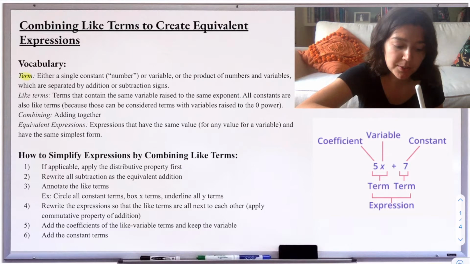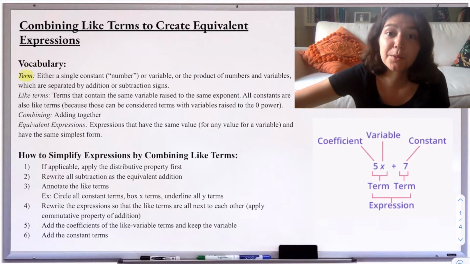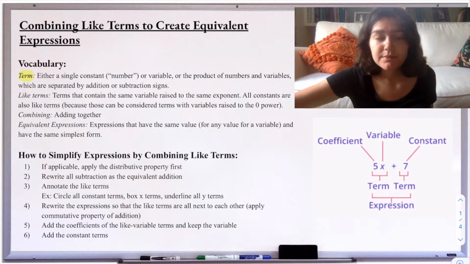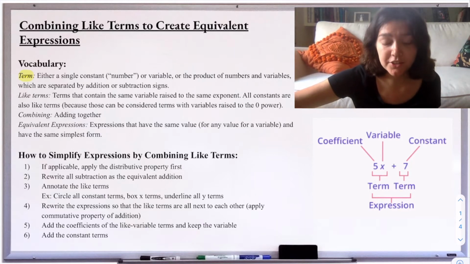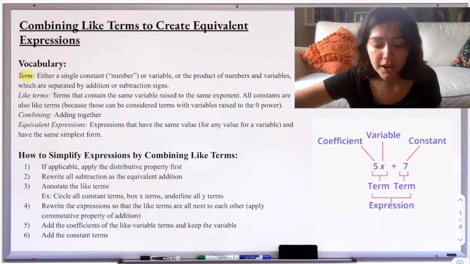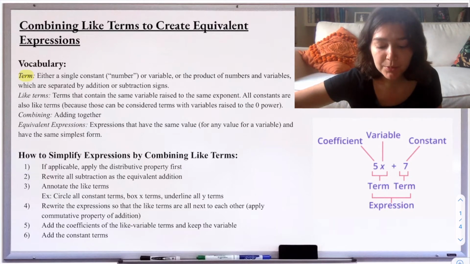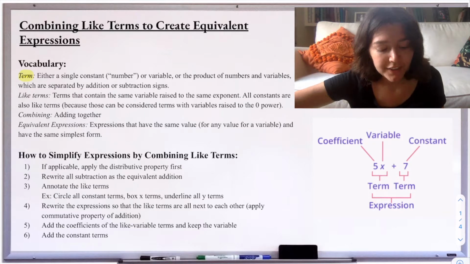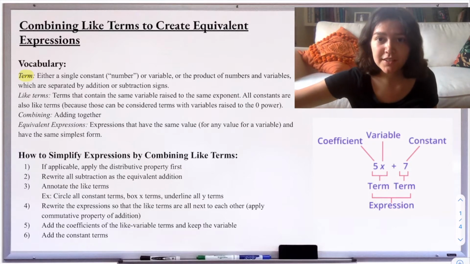So our first vocabulary word is term. When we're trying to combine like terms, first we need to understand what a term is in a math context. A term is either a single constant, like a number, or a variable. So x, 2, those are both terms. Or they could be the product of numbers and variables. Product means to multiply, so like 2x, 2 times x. And they are separated by addition or subtraction signs.